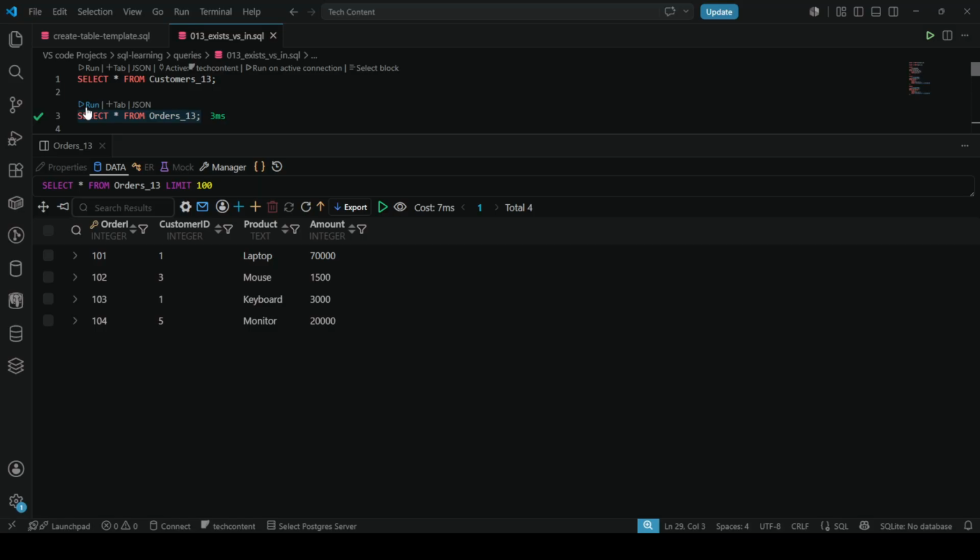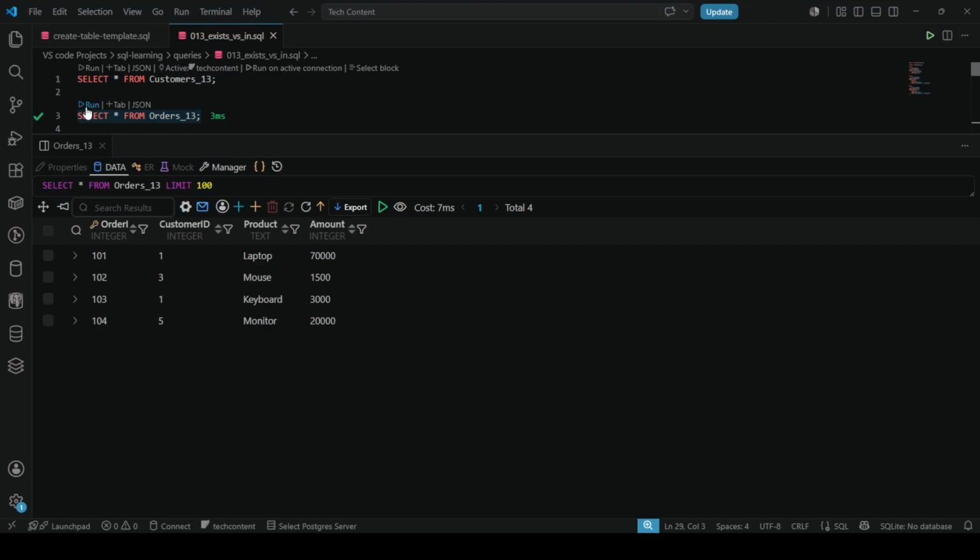Imagine you are working on an e-commerce application and you have the customers table and the orders table. Your manager asks you, give me the names of customers who have placed at least one order. This sounds simple, but there are multiple ways to solve this problem. One way is using a join, another way is using IN, and another is using EXISTS. Today we are focusing on the last two, EXISTS and IN.